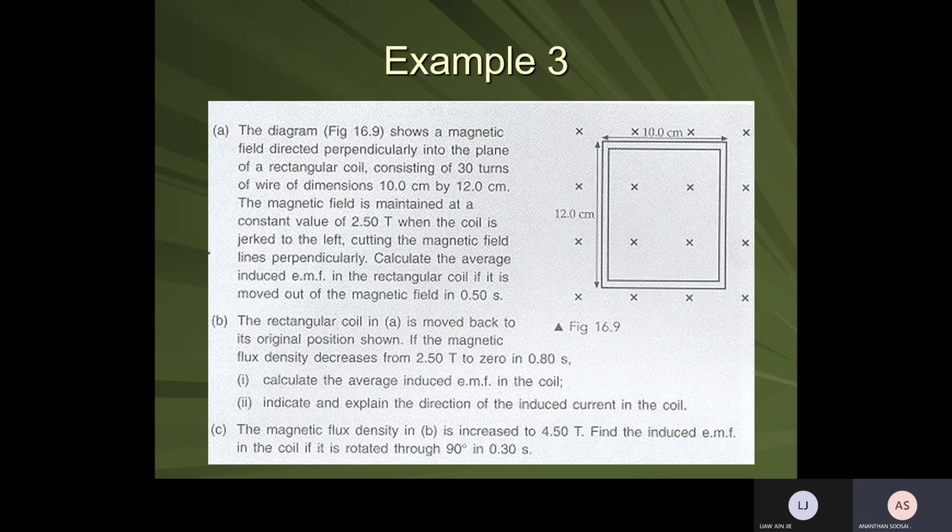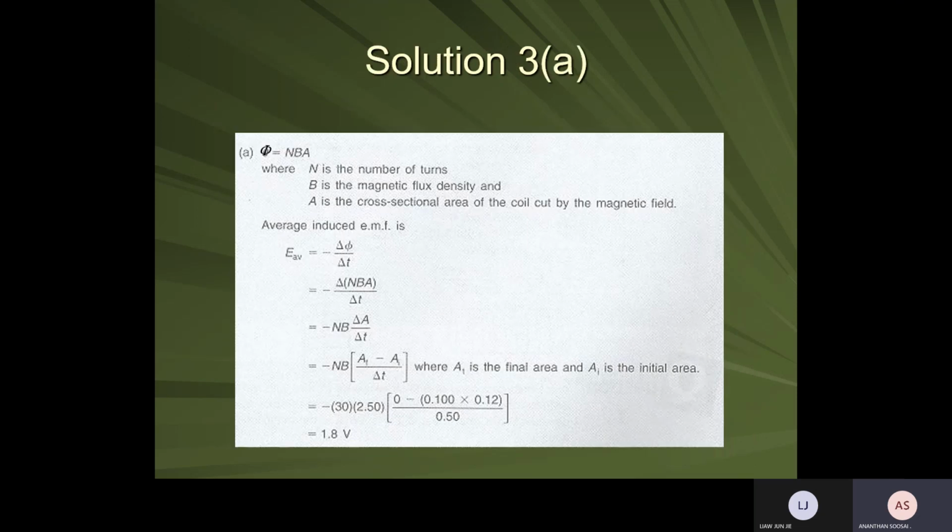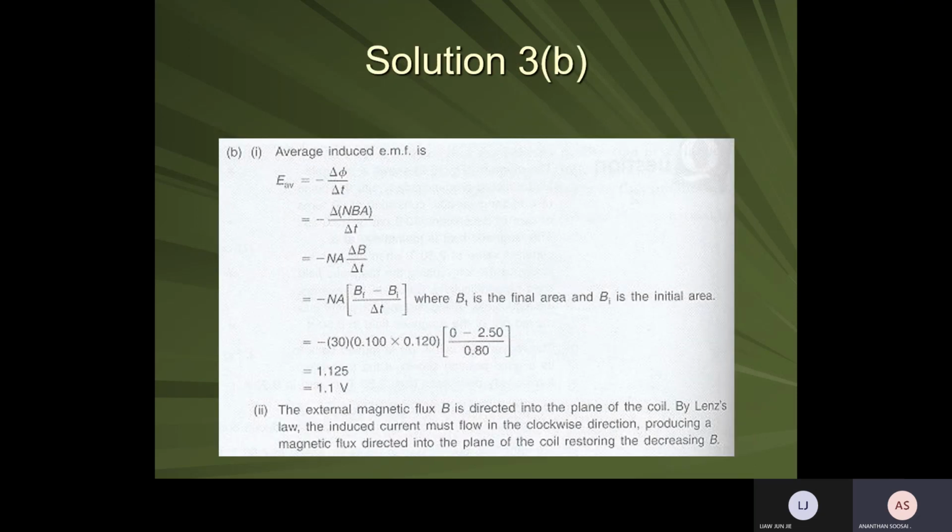We don't want to waste time, so we go straight to the solution. I hope this idea is in your mind. This is B1. So negative change in flux: final flux minus initial flux, over the time. We put the negative.